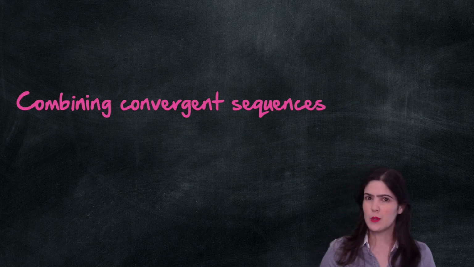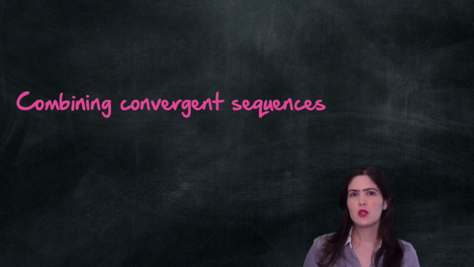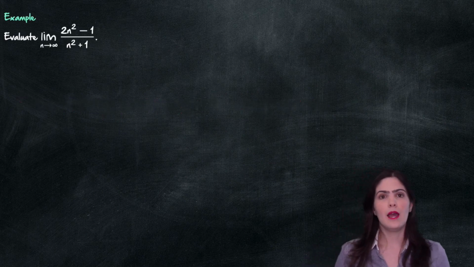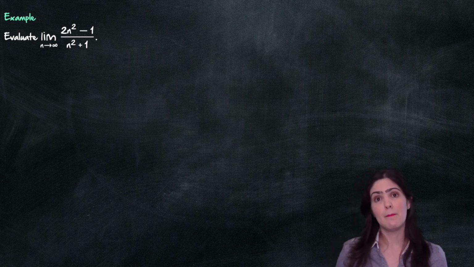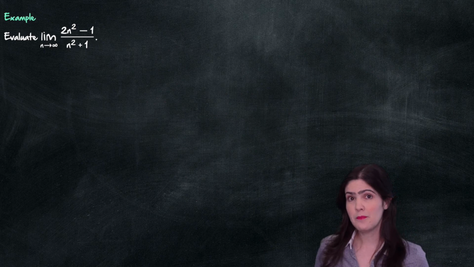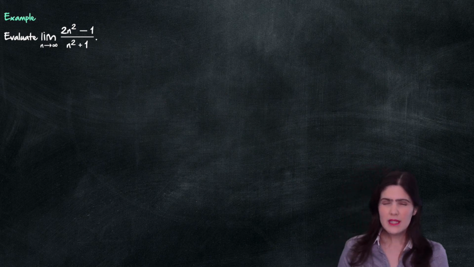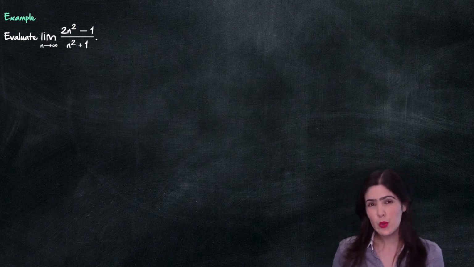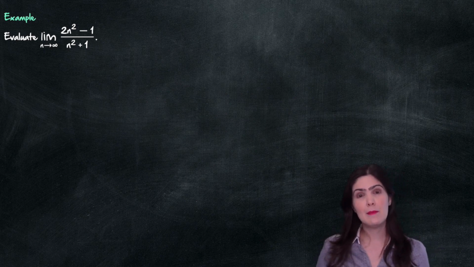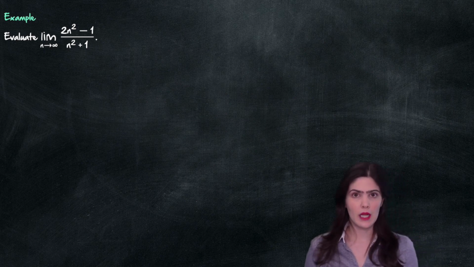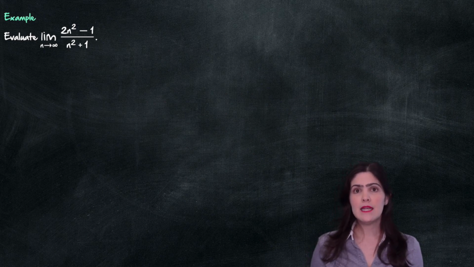But before we do that, I want us to go back to an exercise that we did before. If we want to find the limit as n approaches infinity of (2n squared minus 1) over (n squared plus 1), well, we did it before. We know that the limit is 2, but we had to use the epsilon definition of the limit, and that is hard work. It is difficult and it takes time.